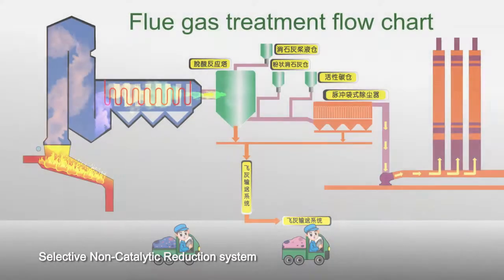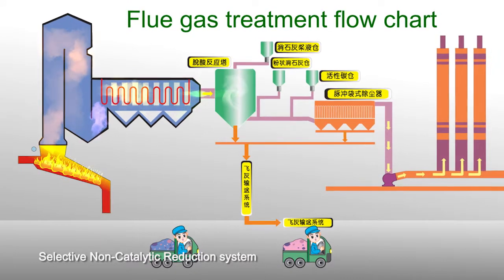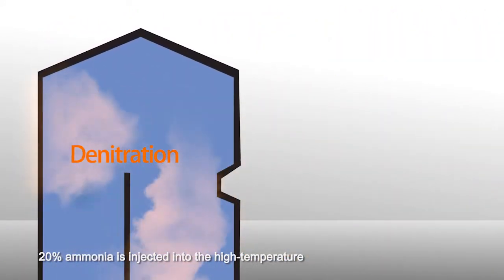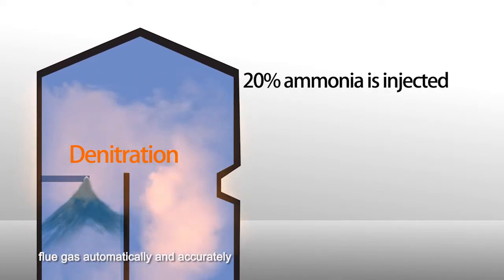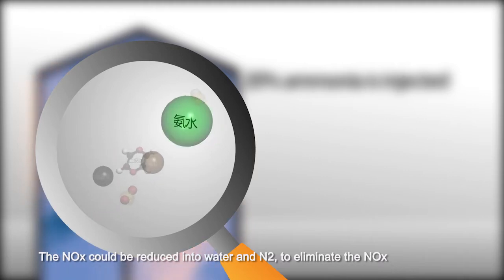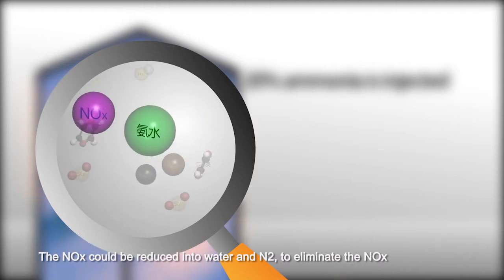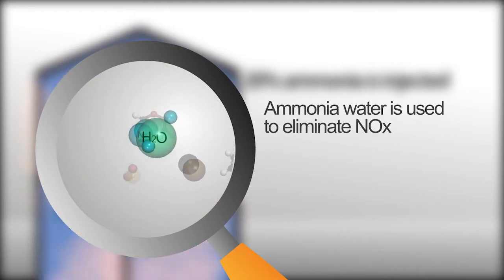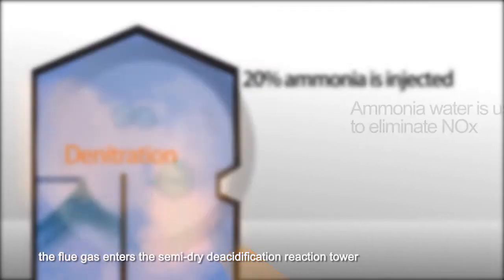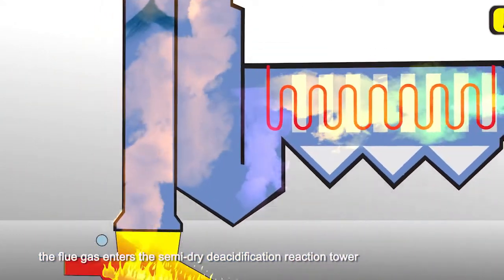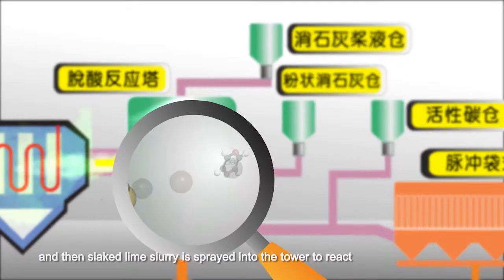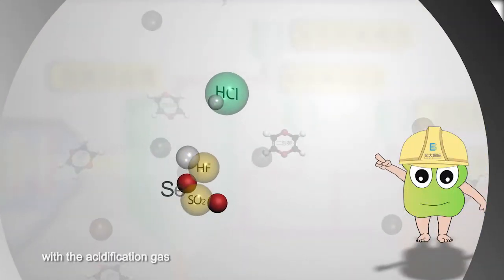Selective non-catalytic reduction system. 20% ammonia is injected into the high-temperature flue gas automatically and accurately. The NOx could be reduced into water and N2 to eliminate the NOx. After the denitration, the flue gas enters a semi-dry deacidification reaction tower, and then slaked lime slurry is sprayed into the tower to react with the acidic gas.